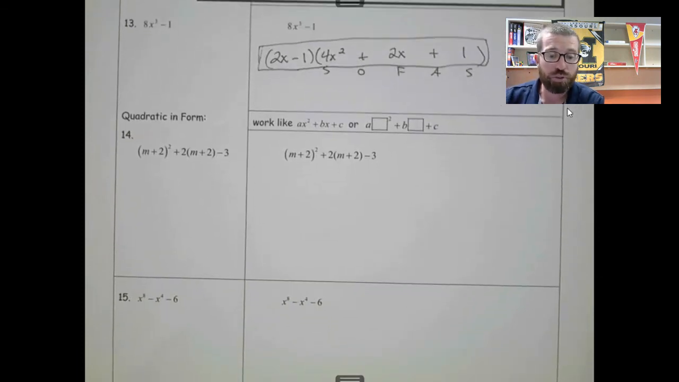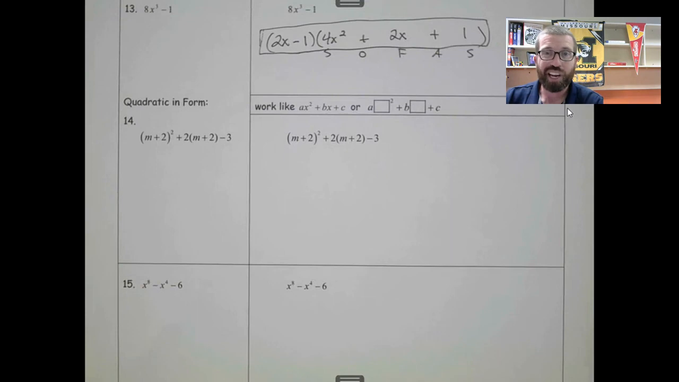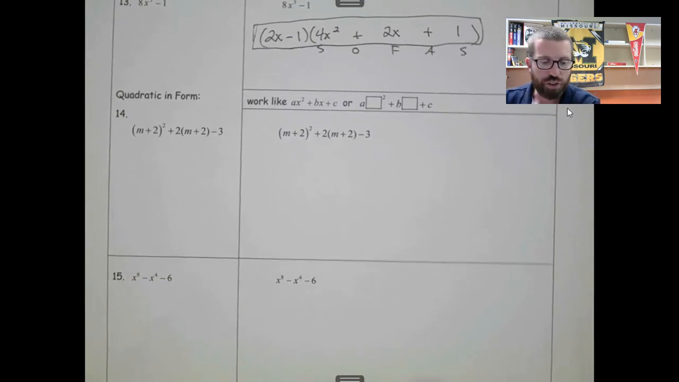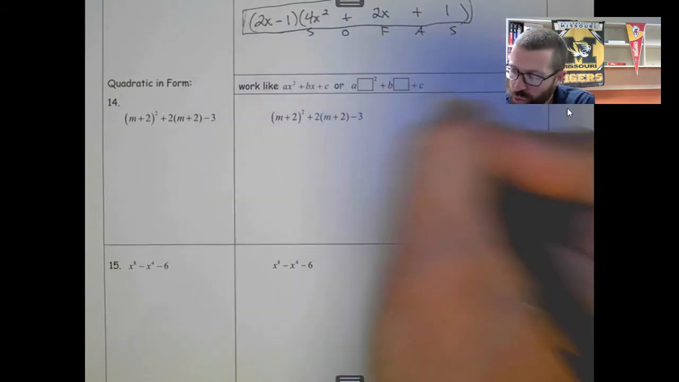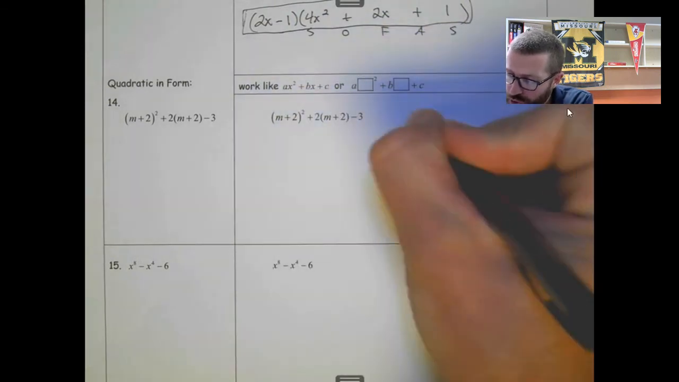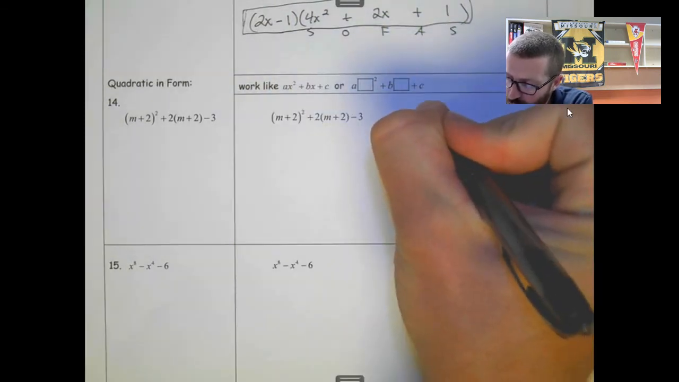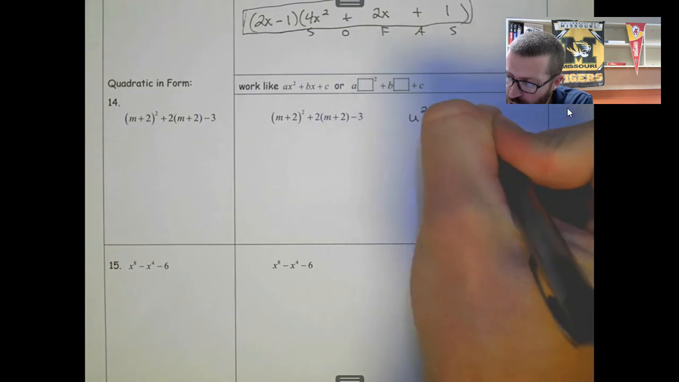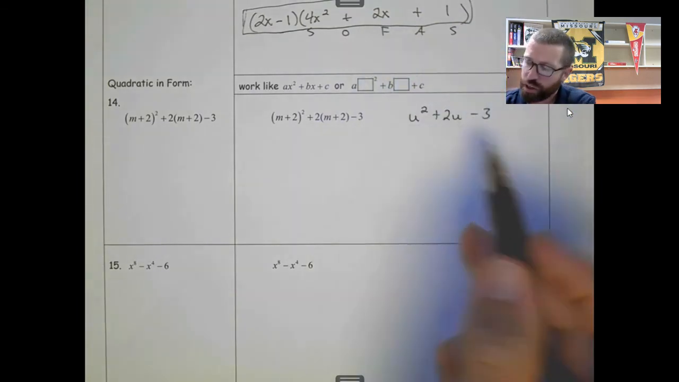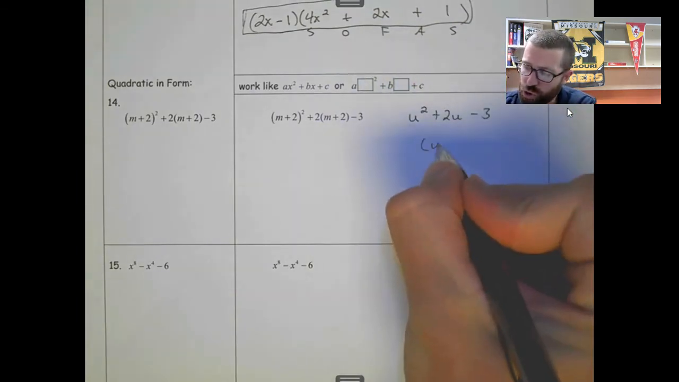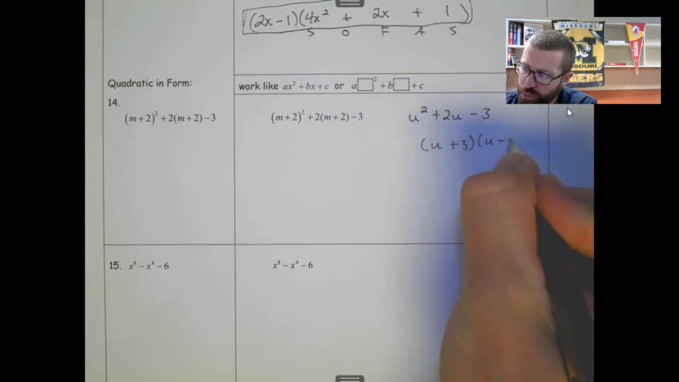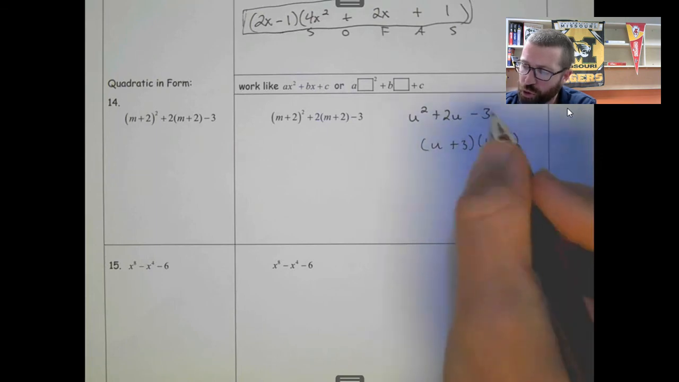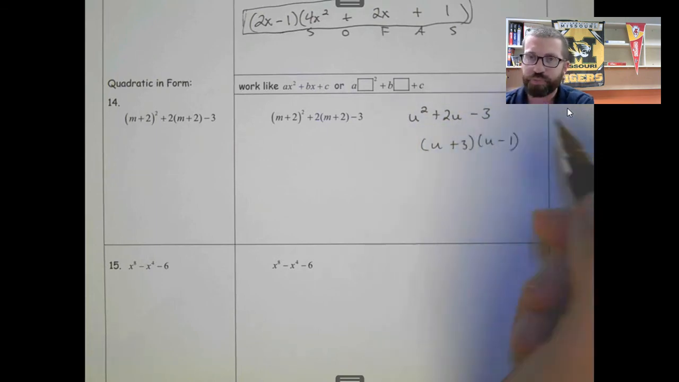Okay, and then the last thing we'll do is use the quadratic form, but in a trickier context. The thing to do with these questions is to just pretend that it looks like a normal quadratic. We'll use u for it. What if instead of m plus 2 squared, it was u squared plus 2u minus 3? What if you had to factor that? You'd say, well, I can do that. I just do u plus 3 and u minus 1, because I need two numbers that multiply to negative 3 and add to 2.